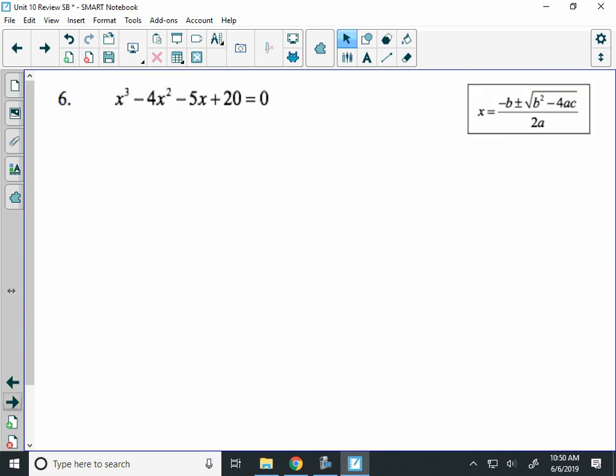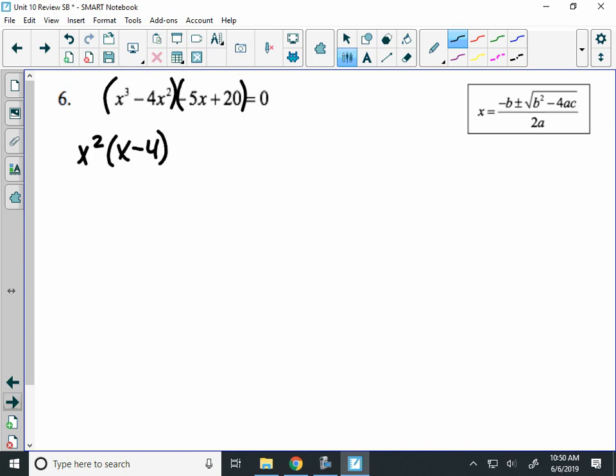All right, number 6. We're going to factor by grouping. I have 4 terms. Pull out an x squared. We'll have x minus 4. And here I pull out a negative 5, x minus 4. So I factor here as x squared minus 5 times x minus 4.